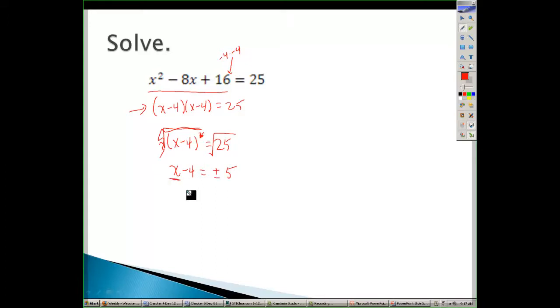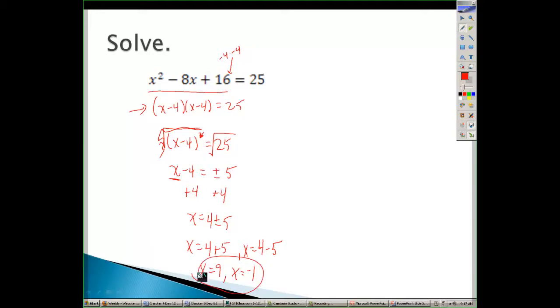And so from there now I can just solve for x. That's the goal, to get x by itself. I can add 4. x equals 4 plus or minus 5. And really this means x equals 4 plus 5, or x equals 4 minus 5. So really x equals 9, or x equals -1.